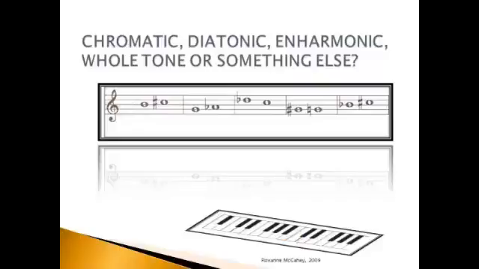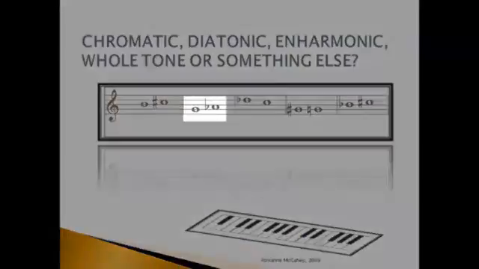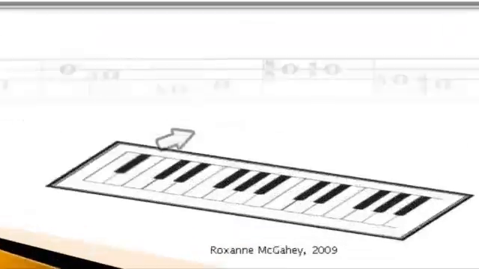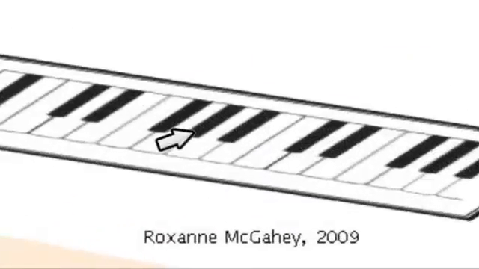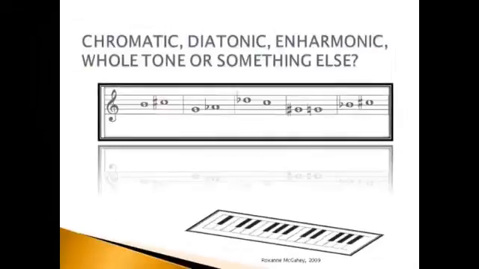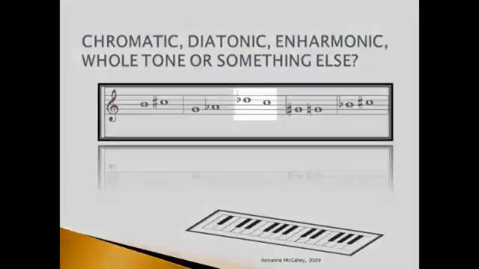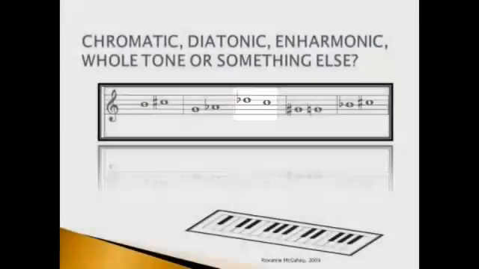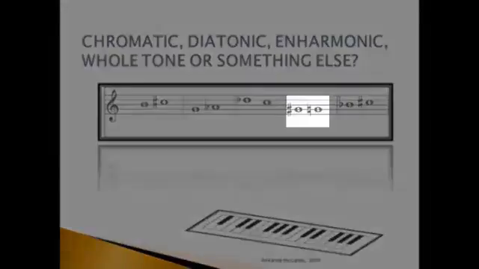G to A flat would be, can you guess? Can you figure it out? Do you think that's a diatonic semitone? Because if you do, you're absolutely right. D flat to C would also be a diatonic semitone. G sharp to G natural would be a chromatic semitone because we have a common note.